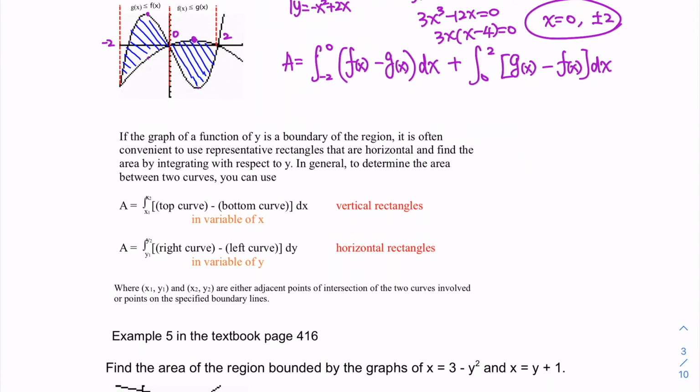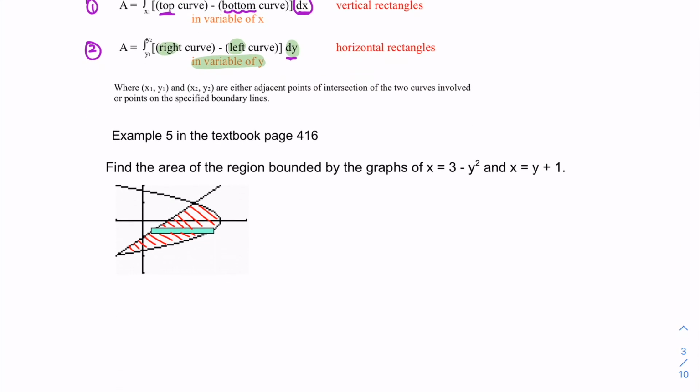So generally speaking, it depends on the problem. Sometimes it will be easier if we integrate along the x direction. Sometimes it's easier if we integrate along the y direction. So if we integrate along the x direction, it will be top minus bottom function. And keep in mind, both top and bottom have to be functions of x in this case. If we integrate along the y direction, then it will be right minus the left, and both functions will be in the variable of y. Let's have a look at example 5.